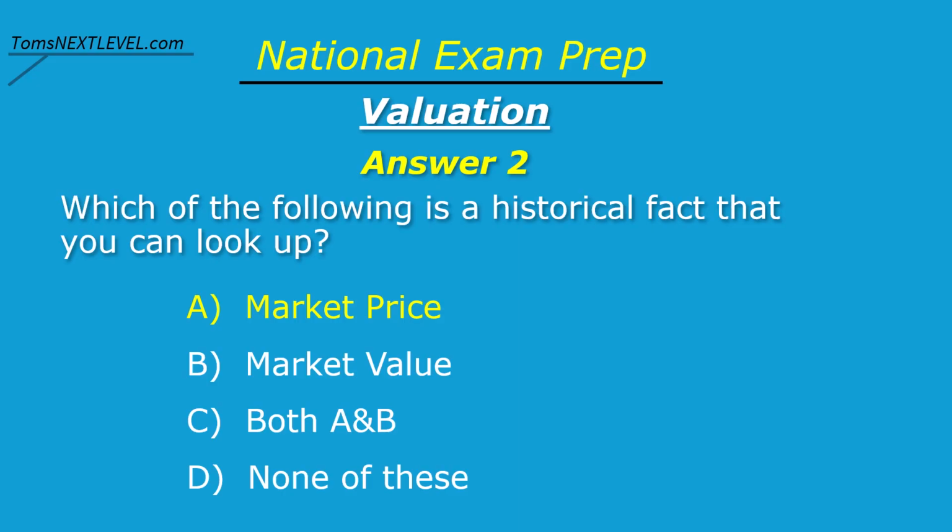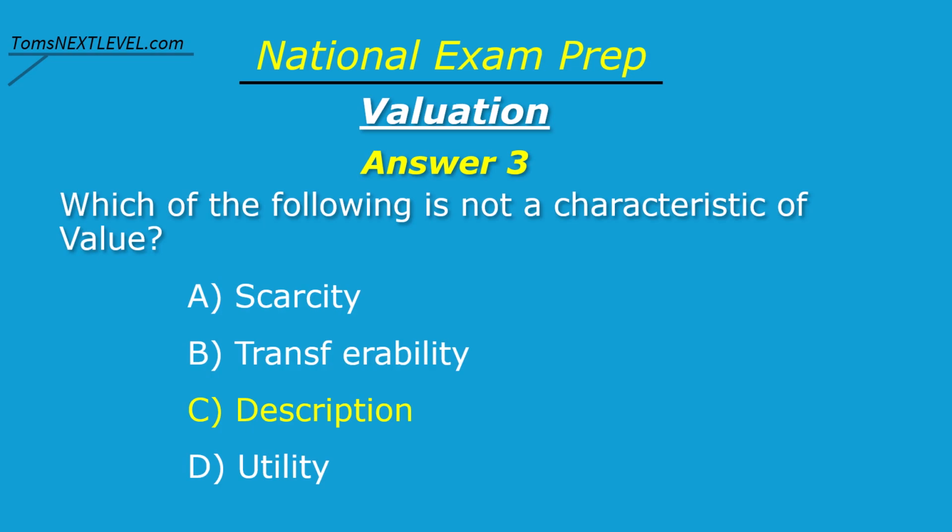This is an example of something you'll see a lot of on the test. The correct answer is C, description, because it is not a characteristic of value. If you remember your acronym for characteristics of value, DUST, D-U-S-T, well, letter C starts with a D, but the D you should be looking for in the characteristics of value is demand, not description.